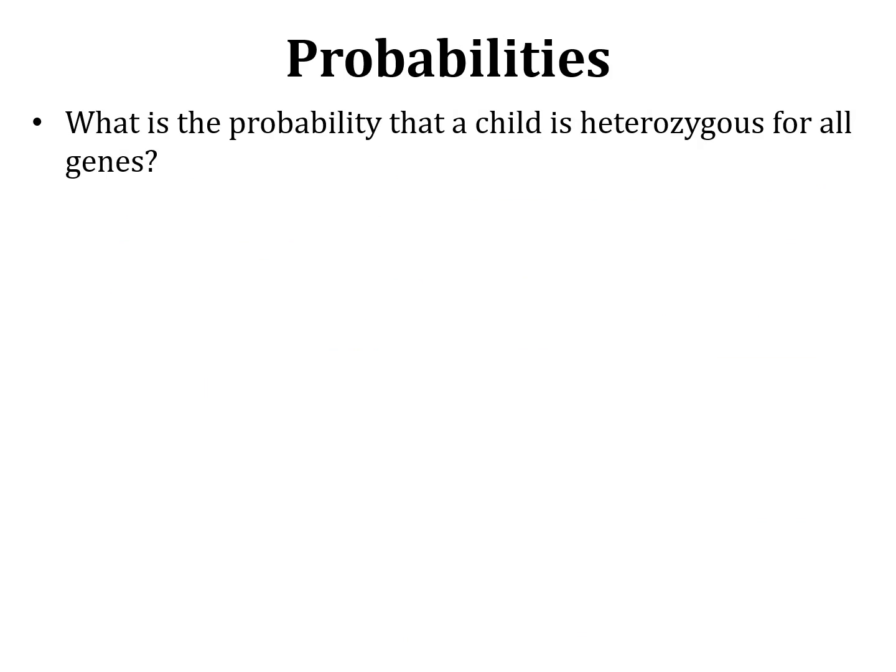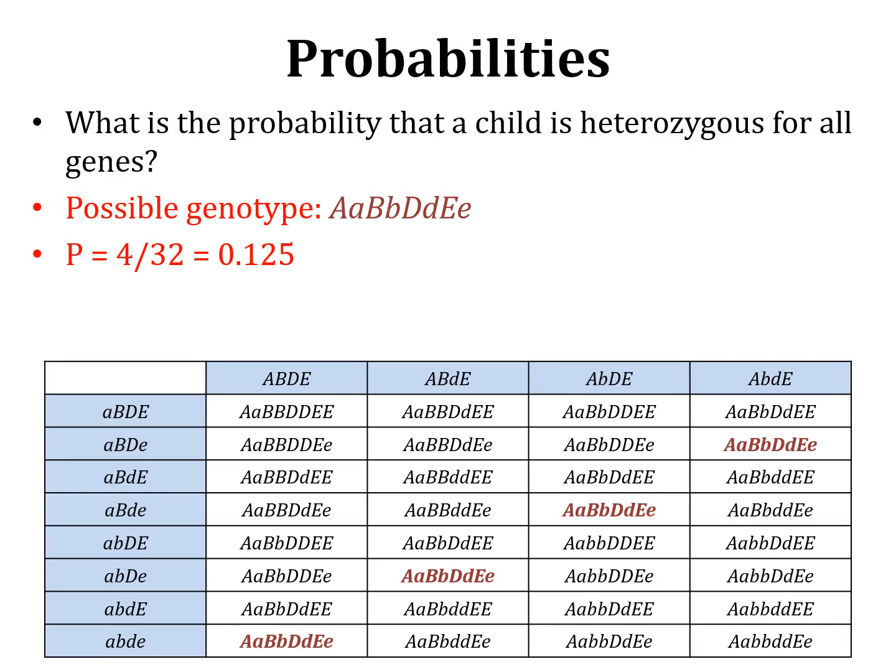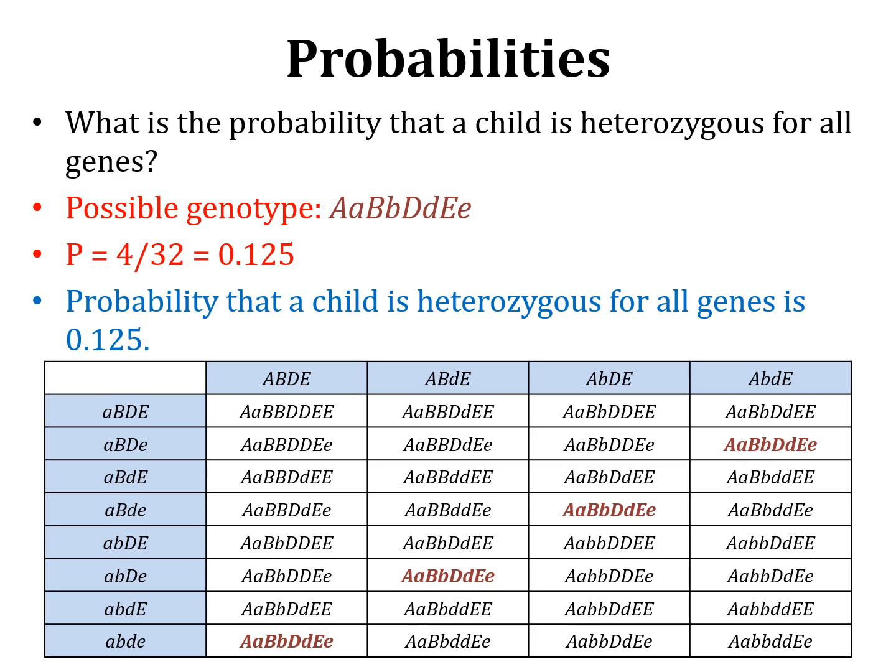The next question is, what is the probability that a child is heterozygous for all genes? So what is the possible genotype? It is only one: a person who is heterozygous for A, B, D, and E genes. And when we look into the table, we find 4 individuals out of 32 who have this genotype. So their probability is 0.125. So the probability that a child is heterozygous for all genes is 0.125. This is the simple probability. This is not the compound probability, right?